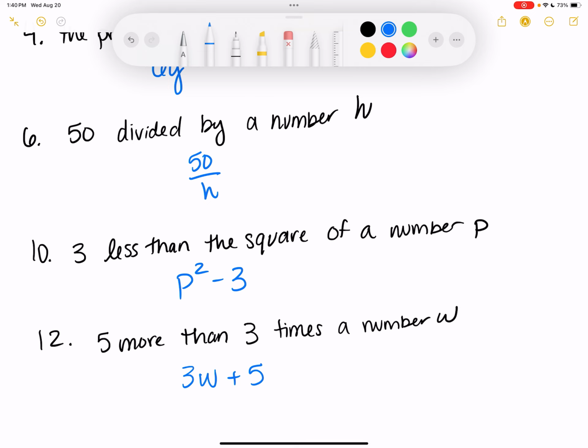Any questions on those ones so far? Have we done this before? It's kind of boring. Okay.